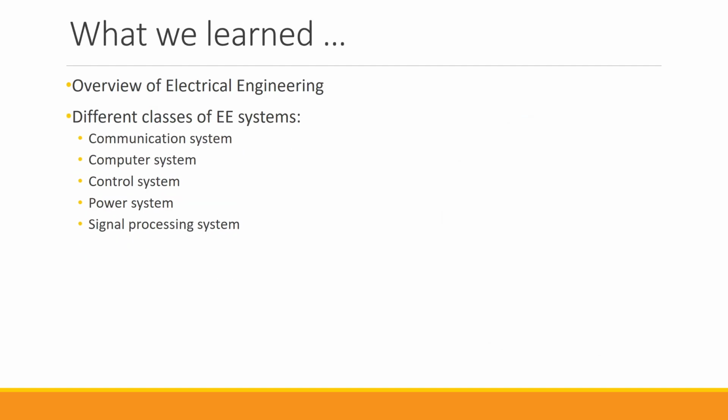In this video, I gave you an overview of electrical engineering in general, and we briefly went over the different classes of electrical engineering systems: communication systems, computer systems, control systems, power systems, and signal processing systems. In the upcoming videos, we will go into much more detail about electrical engineering in general and circuit analysis more specifically.